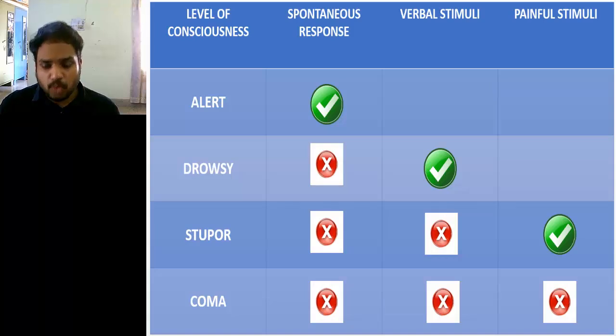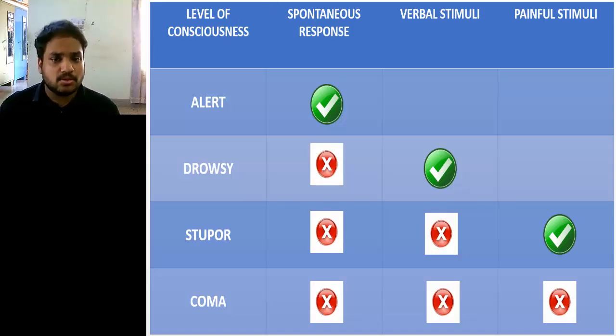So altered sensorium. What is sensorium? Sensorium is nothing but the intelligent awareness of self and the environment, and the person is able to respond to the changes in the environment, right? So the awareness of self as well as the environment, that is the sensorium. If the person comes with altered sensorium, that means there is some problem with the cortex.